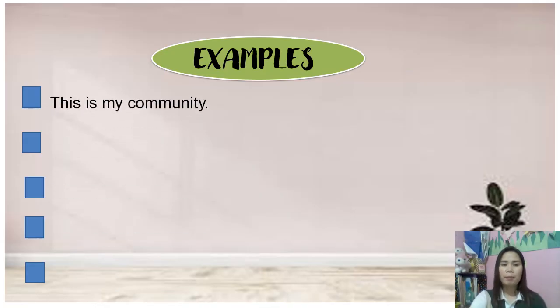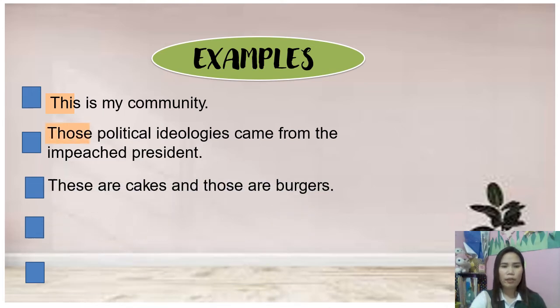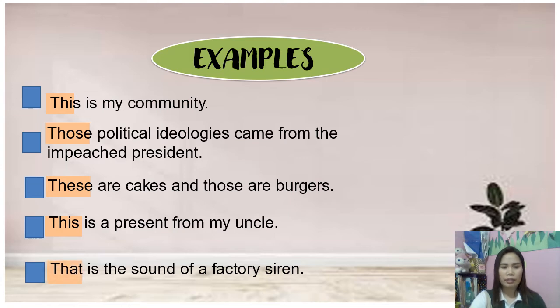So here are some examples. This is my community. Next, those political ideologies came from the impeached president. Next we have, these are cakes and those are burgers, the these and the those. This is my present from my uncle. Next we have, that is the sound of a factory siren. So those are examples of demonstrative pronoun. It points out people or objects, and there are four kinds of demonstrative pronouns.